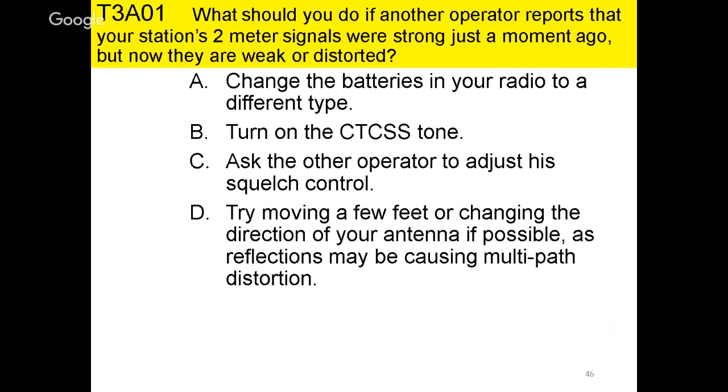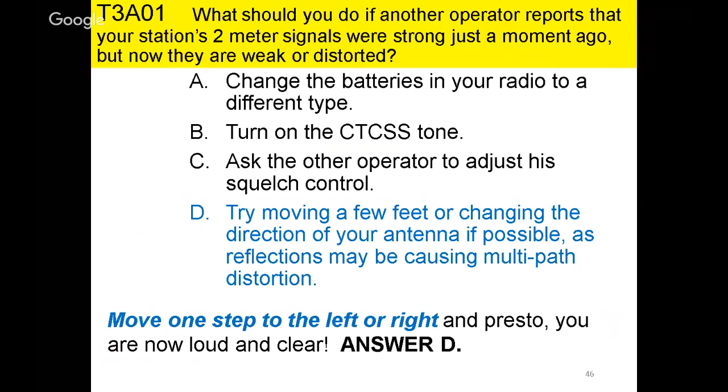So what should you do if another operator reports that your station's 2-meter signals were strong just a moment ago, but now they are weak and distorted? Again, this is one of those where the longest answer is correct. You could have been walking around and all of a sudden they lost your signal. So try moving a few feet or changing the direction of your antenna if possible, as reflections may be causing multipath distortion as well.